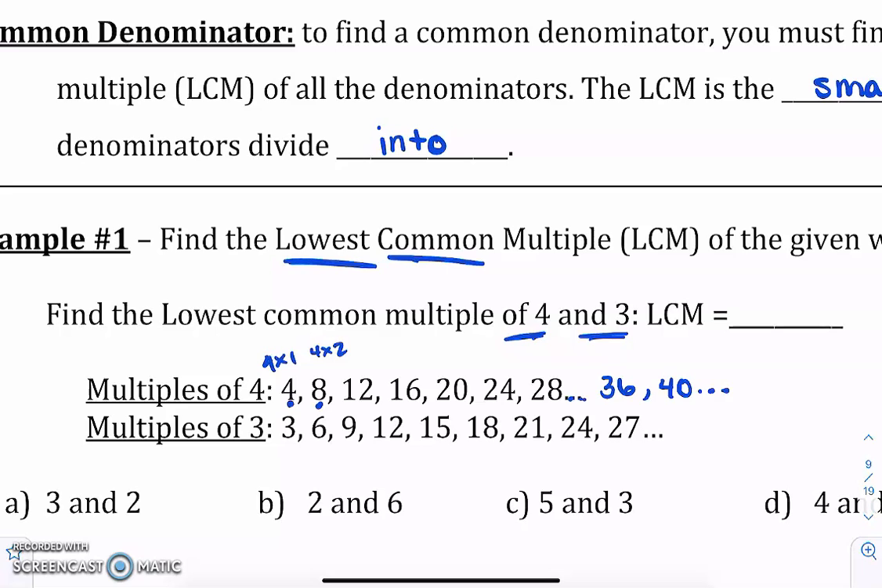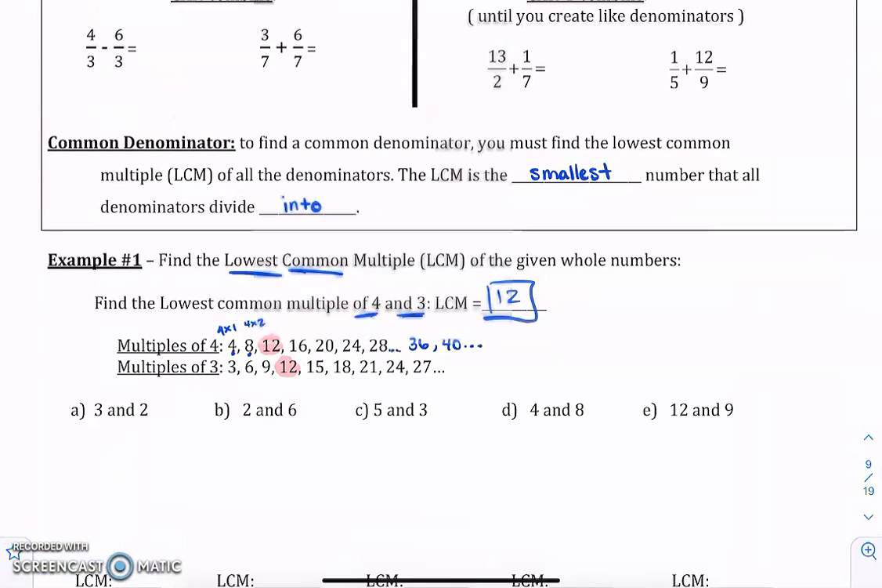So as you list out your multiples, whether you do it in your head or you literally write them out, the first number that they have in common is going to be that lowest common multiple. So the lowest common multiple, LCM, of 4 and 3 is going to be 12.